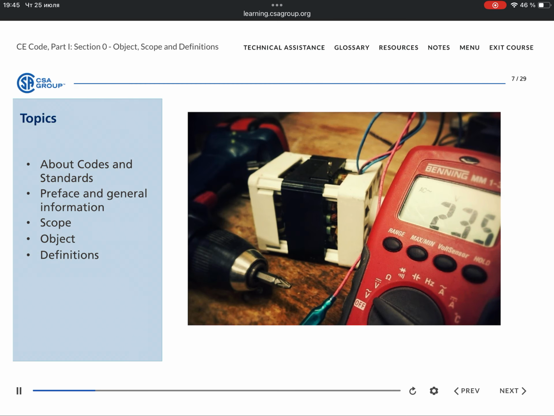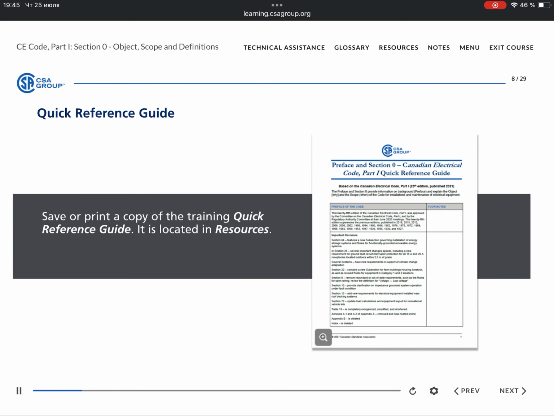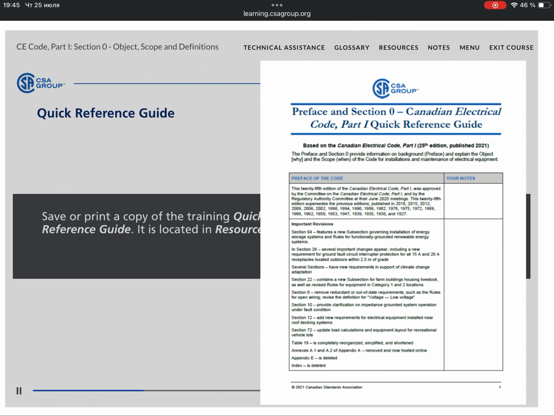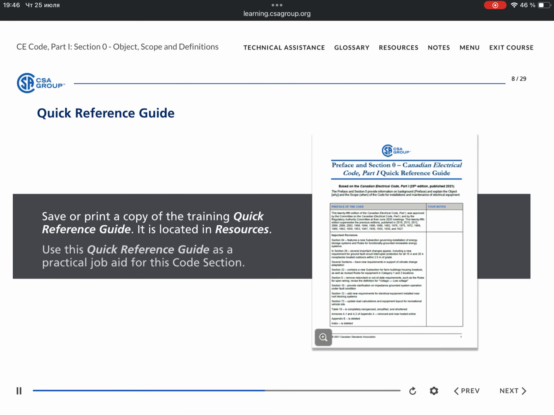This training is divided into topics. These topics build on each other, so a best practice is to review them in the order they are presented. Save or print a copy of the Quick Reference Guide. It is located in Resources. Use this quick reference guide to take notes and as a practical job aid for this code section.